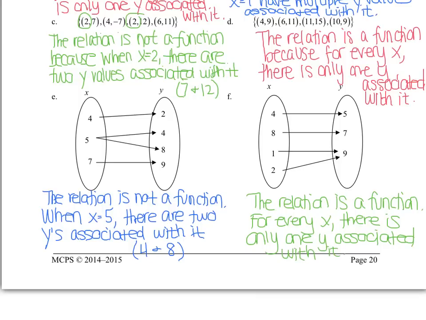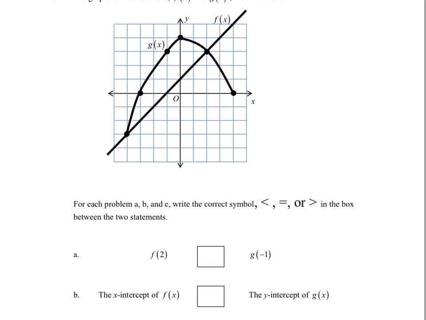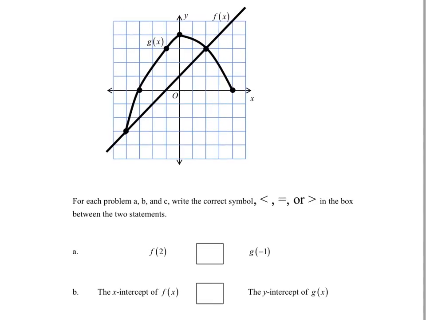Therefore, it is a function. Question 28 gives us the graphs of two functions, f of x and g of x, which are shown below. For each problem, A, B, and C, write the correct symbol, less than, equals, or greater than in the box between the two statements. So we're going to do f of 2 and compare it to g of negative 1.